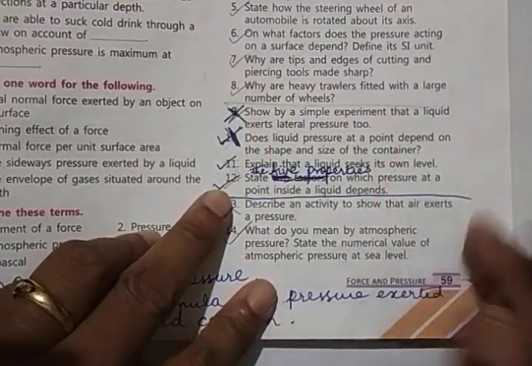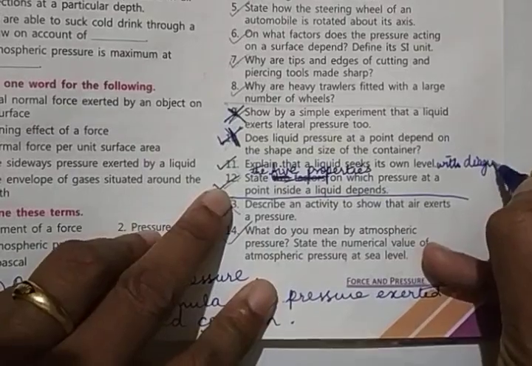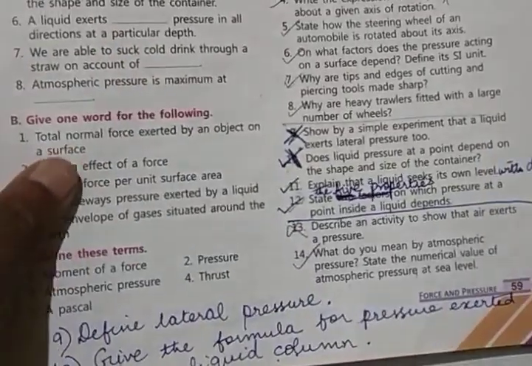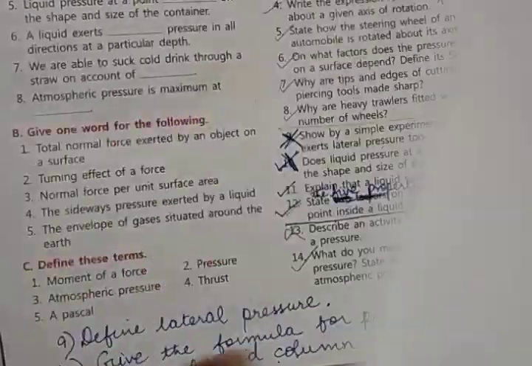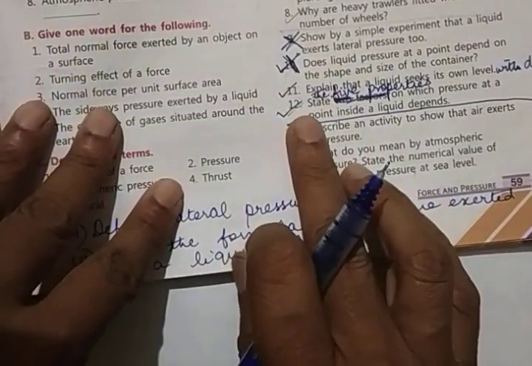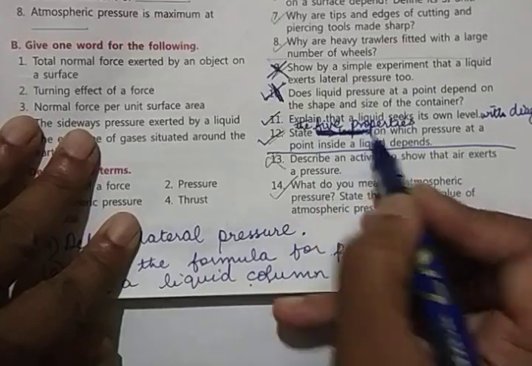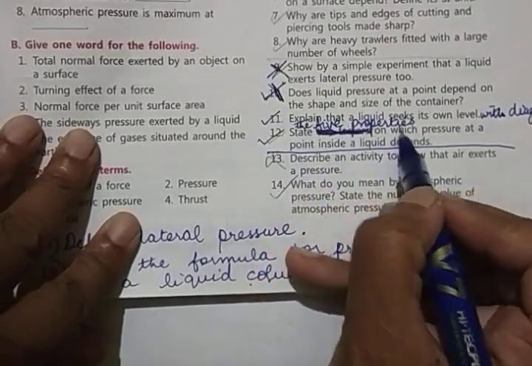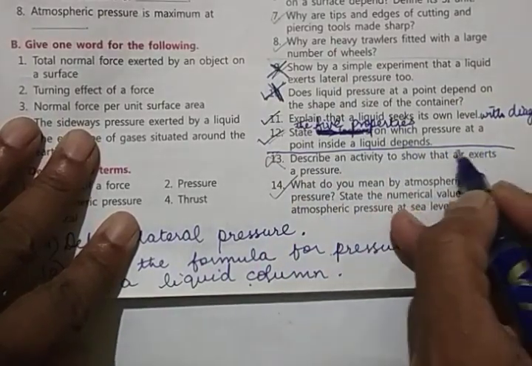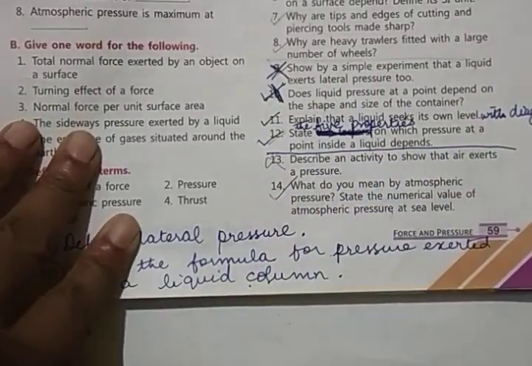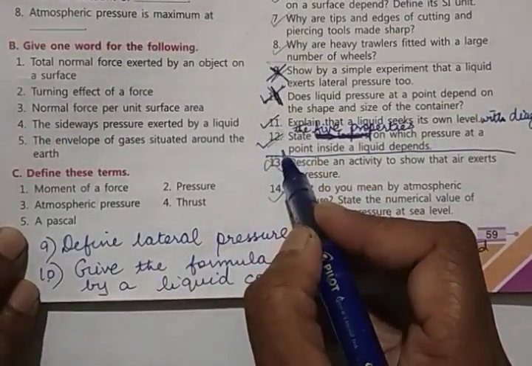explain that liquid seeks its own level, with a diagram. So you have to draw that special connecting apparatus that I was explaining to you. With the help of this you can explain. Then the 12th: state the 5 factors on which the pressure at a point inside a liquid depends. Is it clear, children? So you will write the answers for these questions 9, 10, 11 and 12.